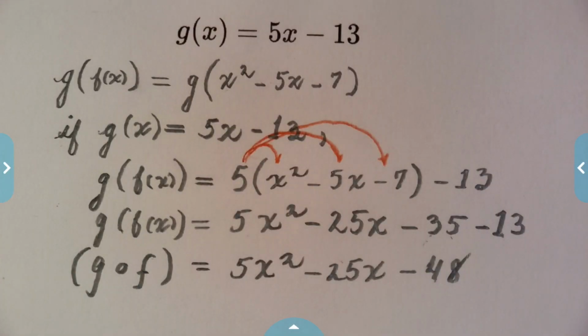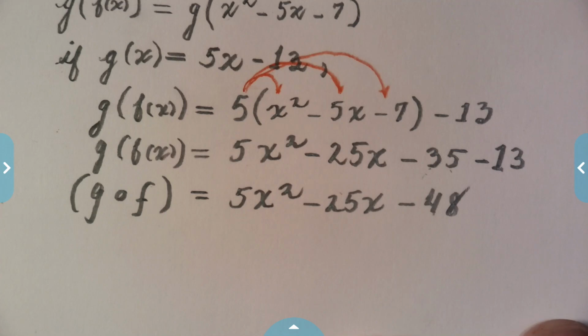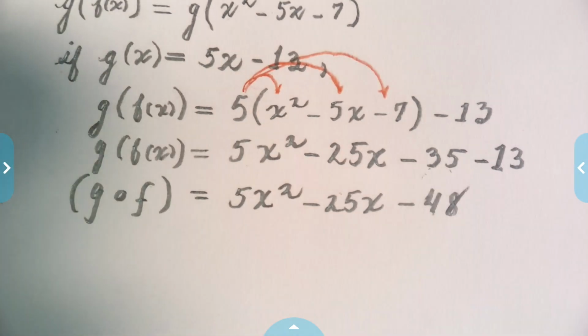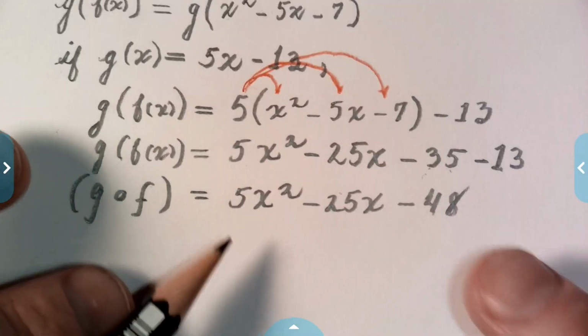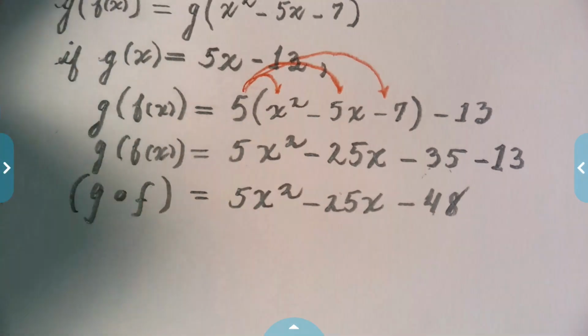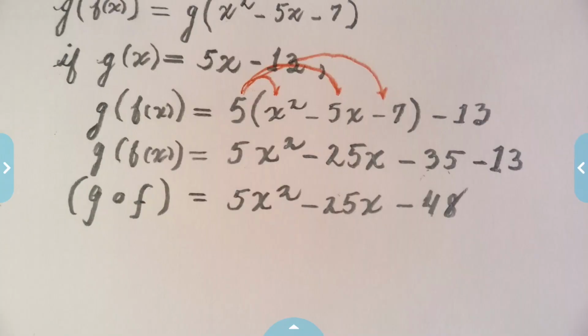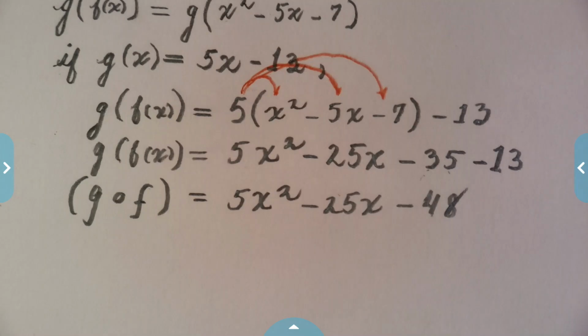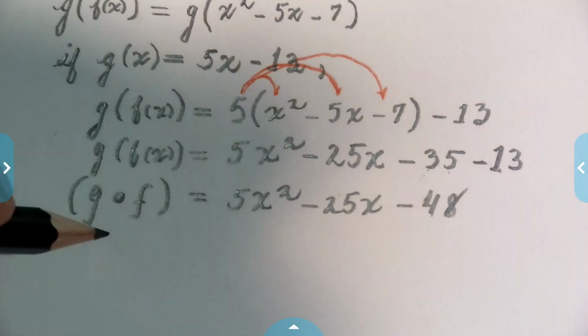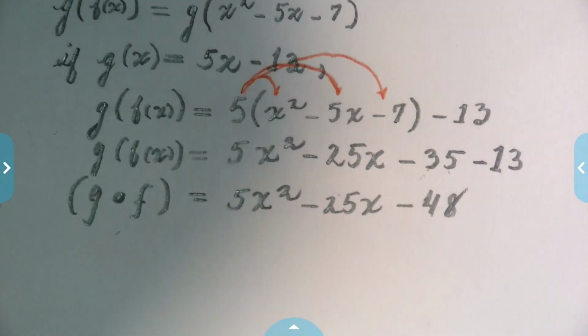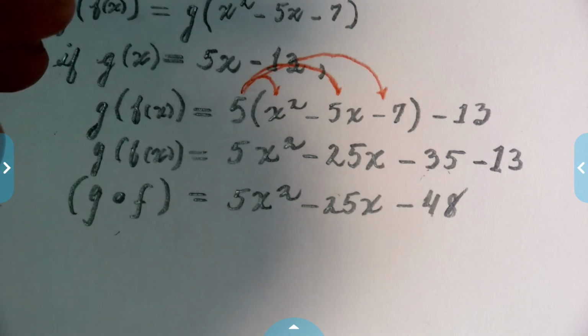And I can't simplify that. I mean, I might be able to factor the quadratic, right? But I can't just factor out a greatest common factor or anything. And so now we're ready to evaluate this, right? We're ready to evaluate the composed function at -2.